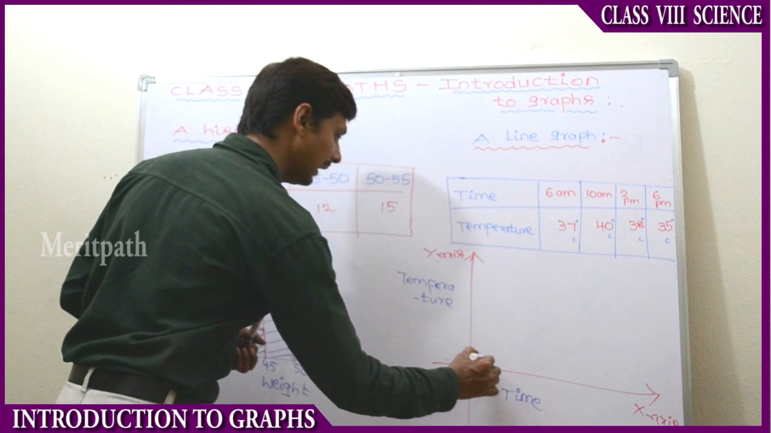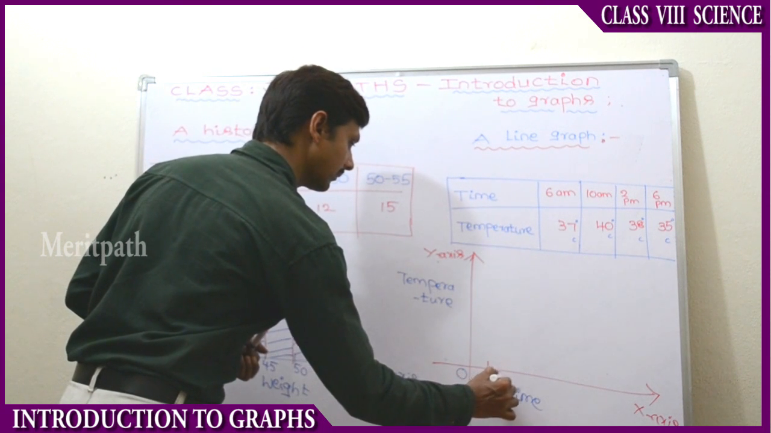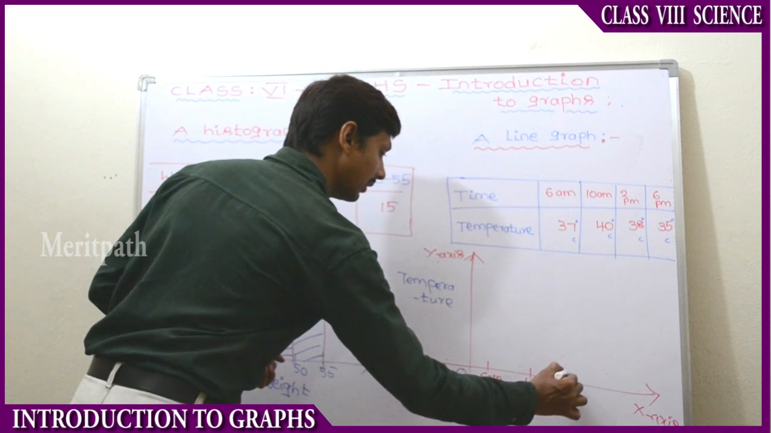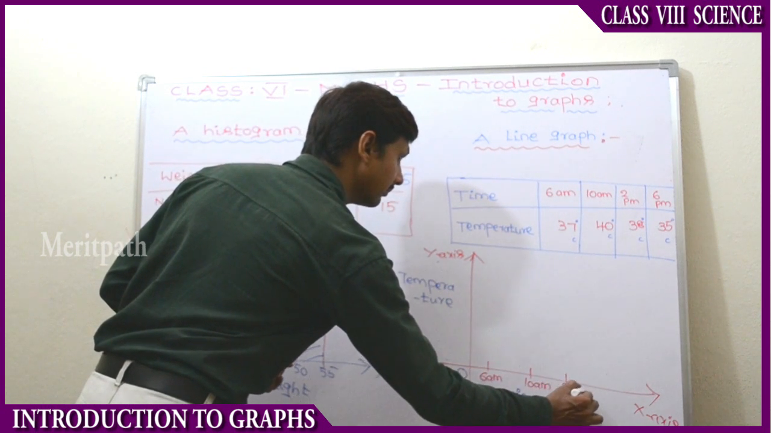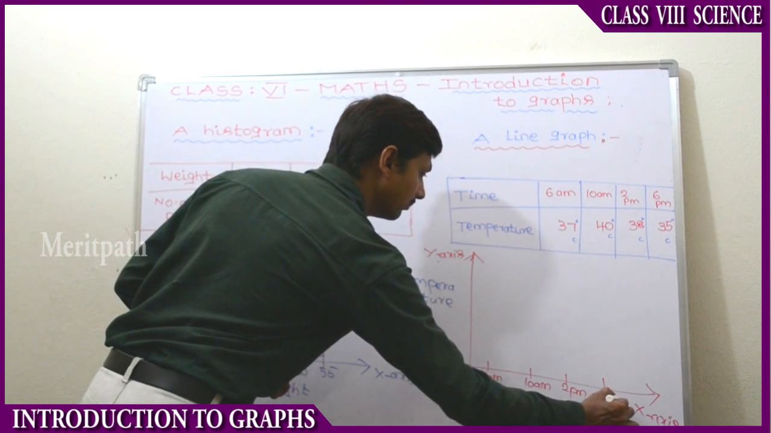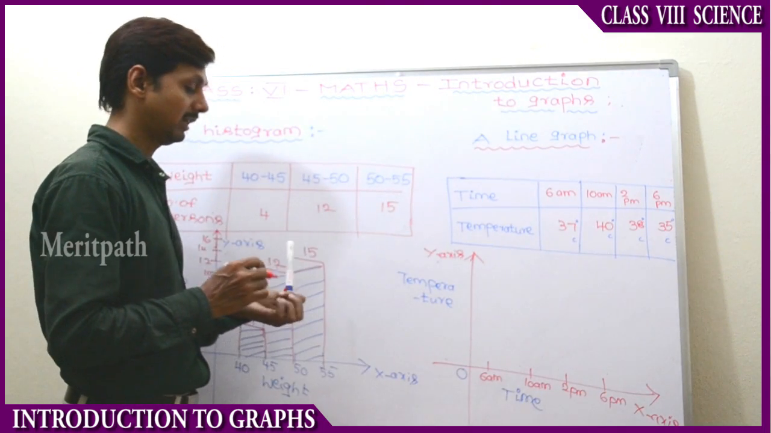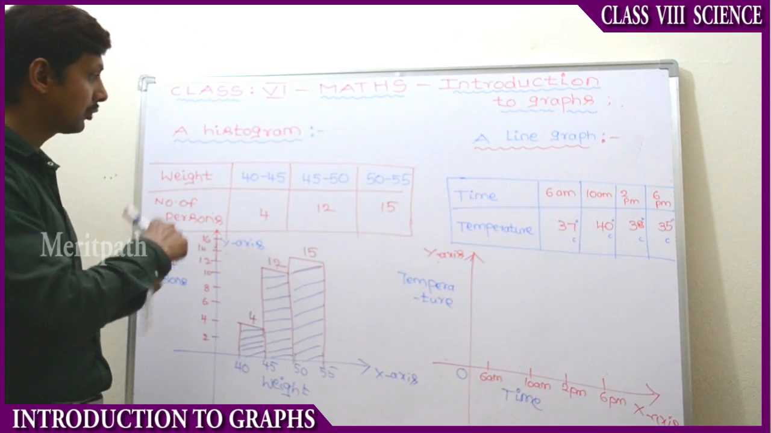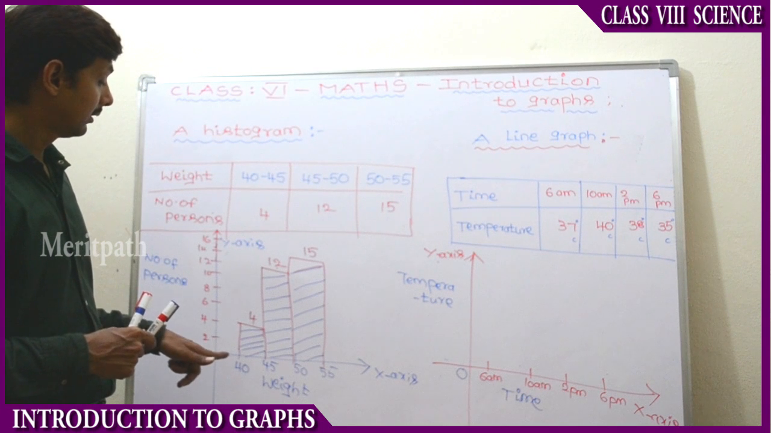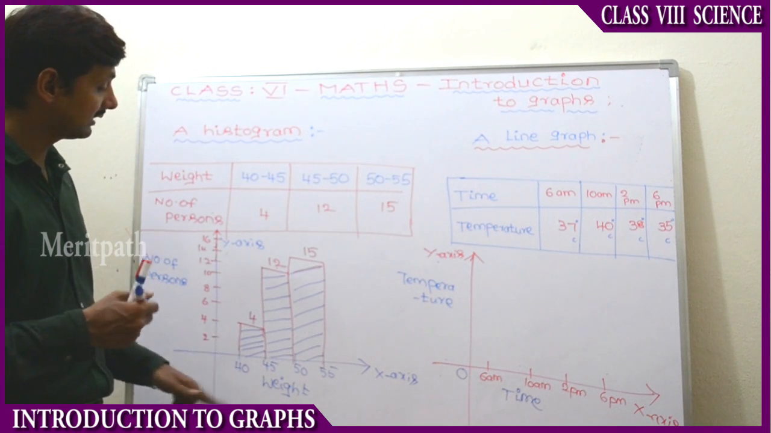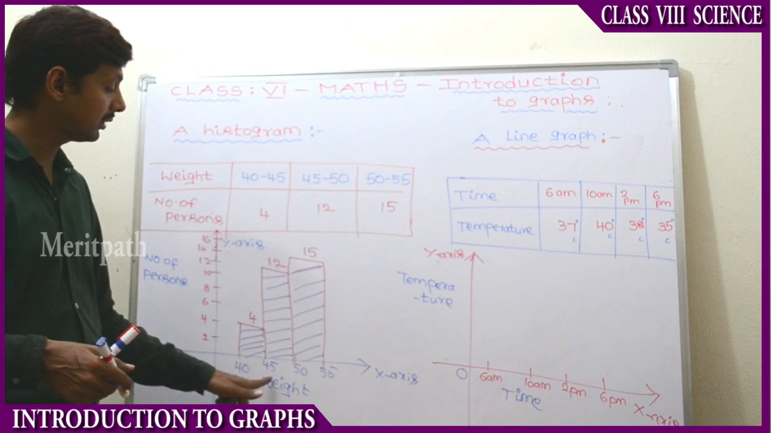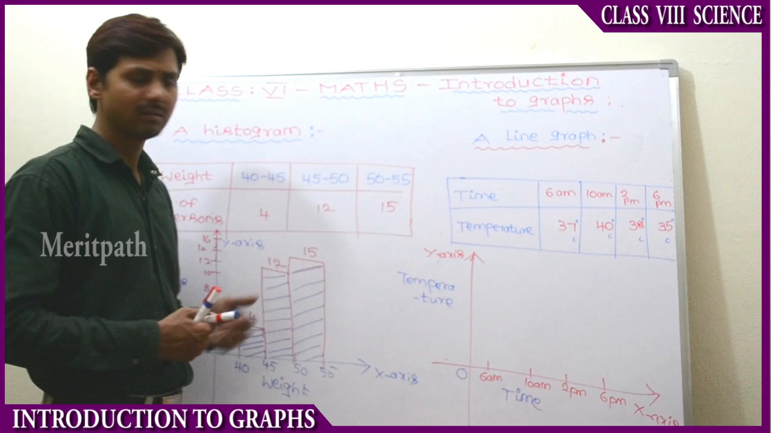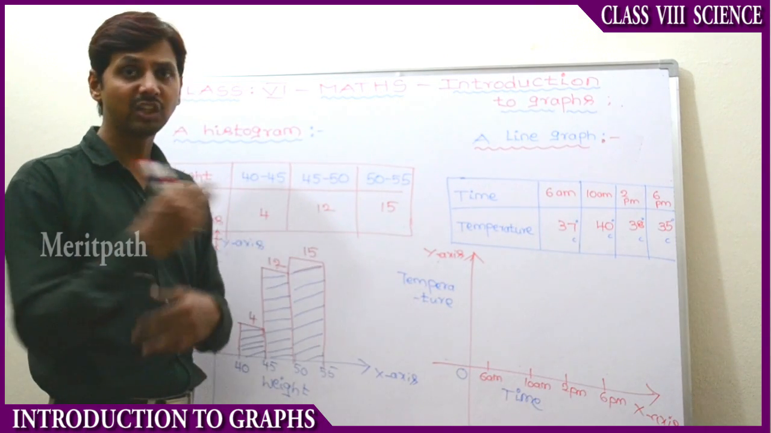First 6 a.m., and 10 a.m., and 2 p.m., and 6 p.m. It changes continuously all the time. But there is a difference between a histogram and a line graph. In a histogram, we have taken data over the intervals 40 to 45, 45 to 50, 50 to 55. Here there is nothing like that; the data is changing continuously.